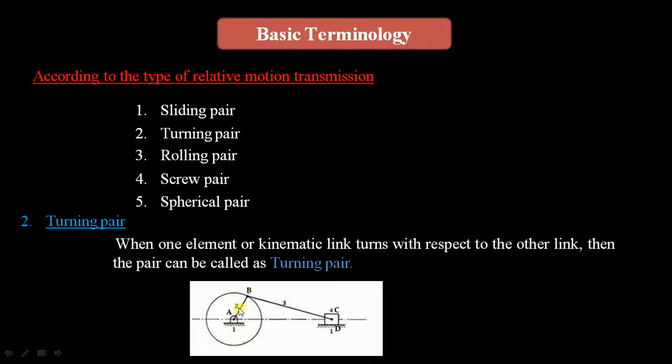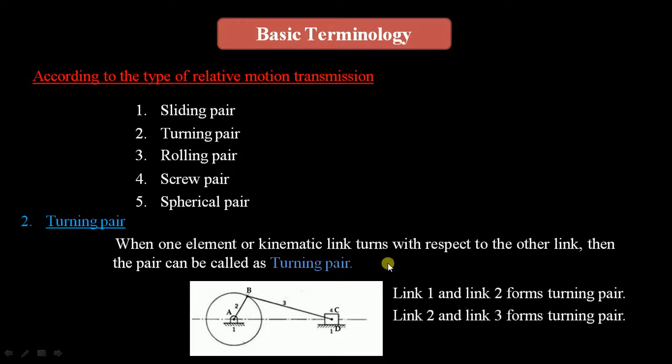In the same way, the second link is connected with the third link by a pin joint, and similarly the third is connected to the fourth with the help of a pin joint. But there is no pin joint for fourth and one, so that is why it is a sliding pair. So the turning pairs are links 1 and 2, 2 and 3, and 3 and 4. These can all be considered turning pairs, in which one part can turn with respect to another part.